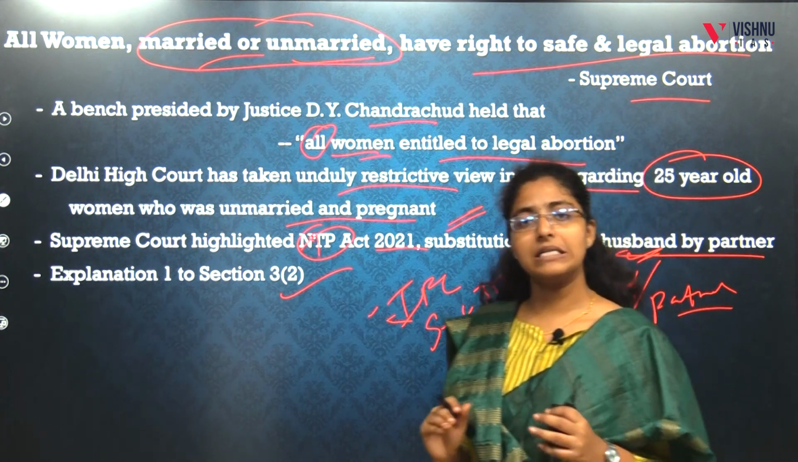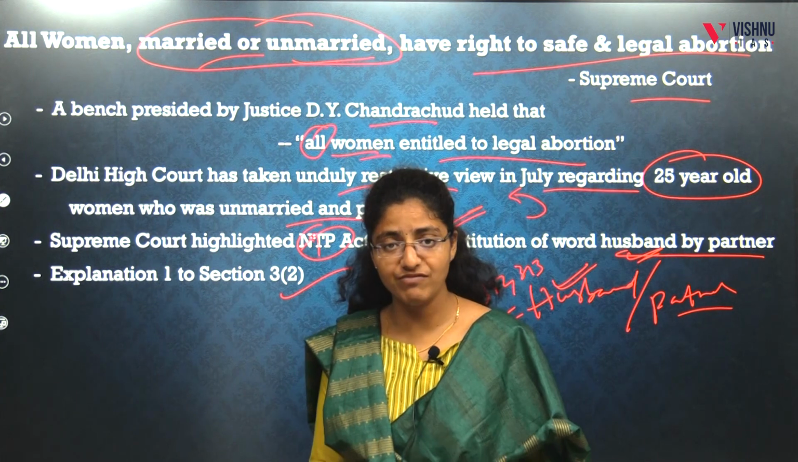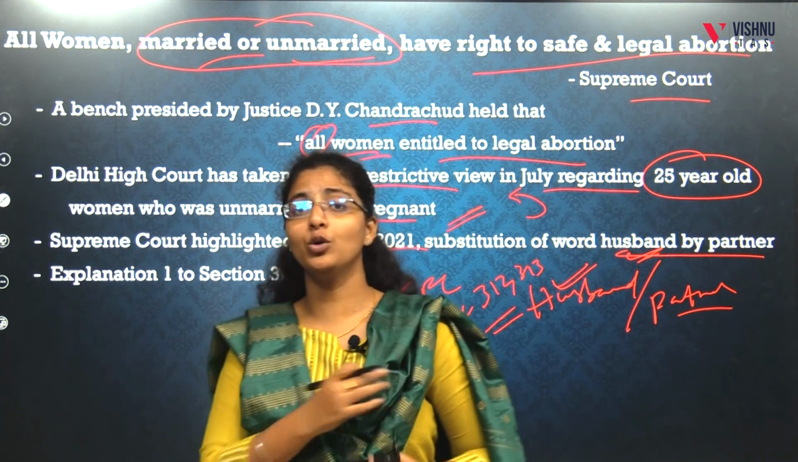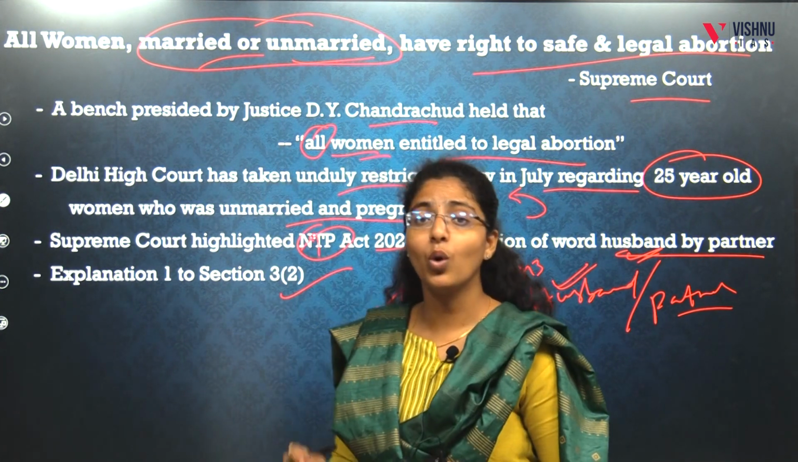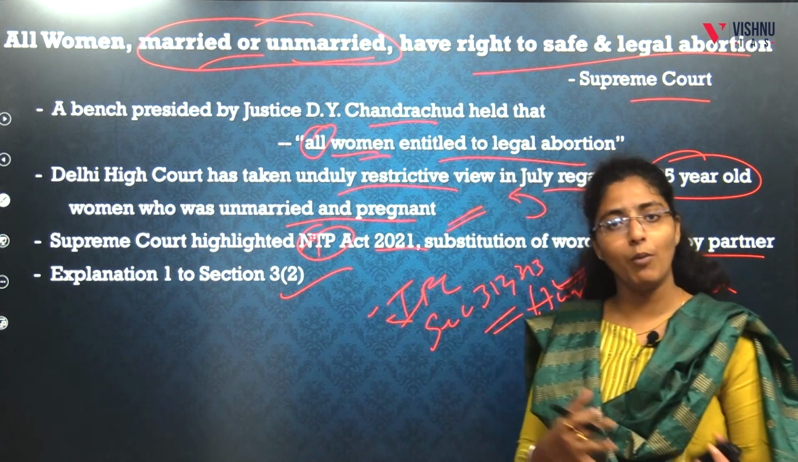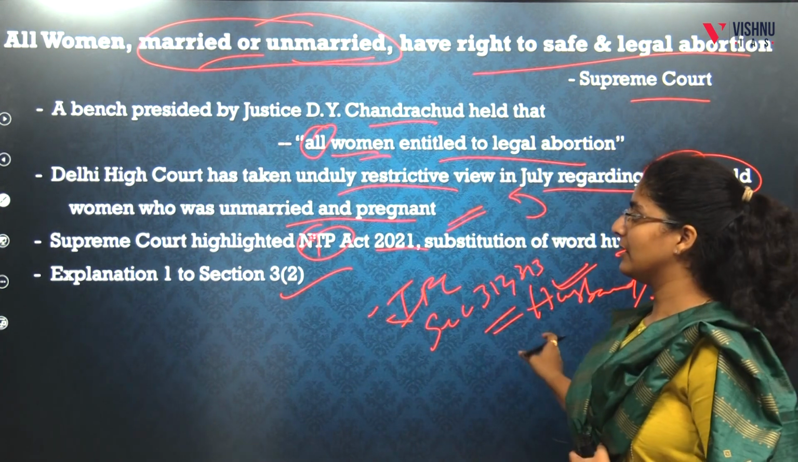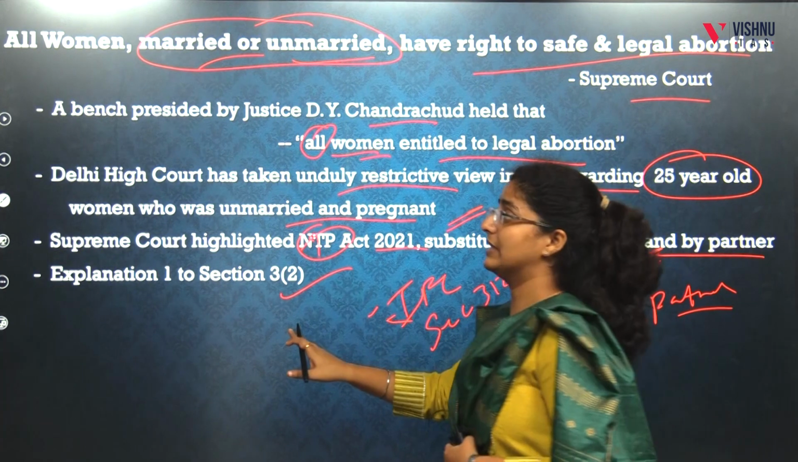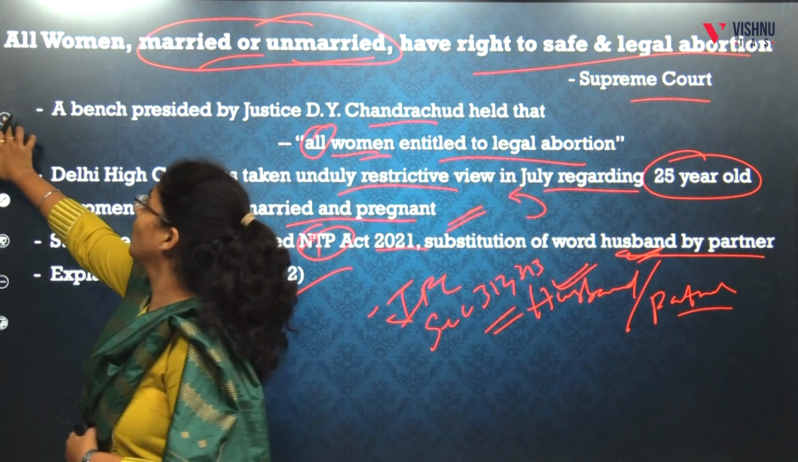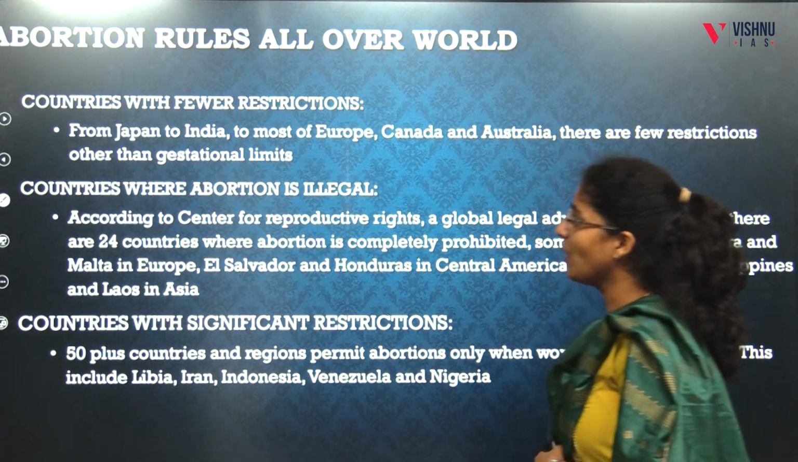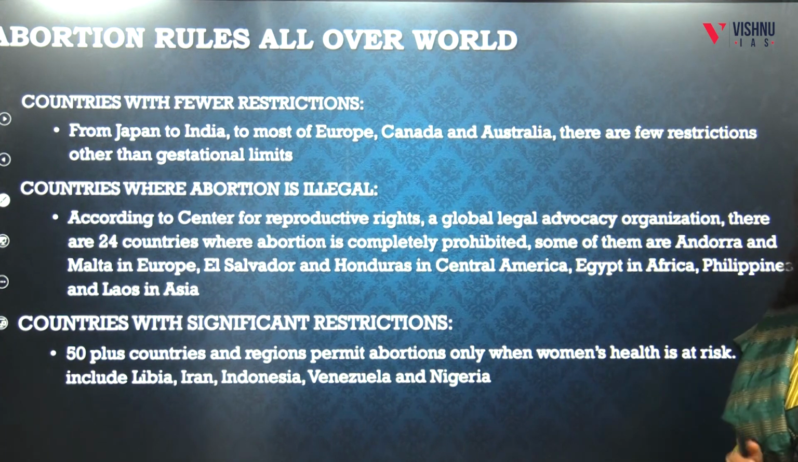Okay, a woman has a complete right to have the pregnancy or to abort the pregnancy. Spouse has no right to force her to abort or to have kids. Here the Supreme Court was involved in it. This is the news that is happening. So next we will go for abortion rules all over the world.